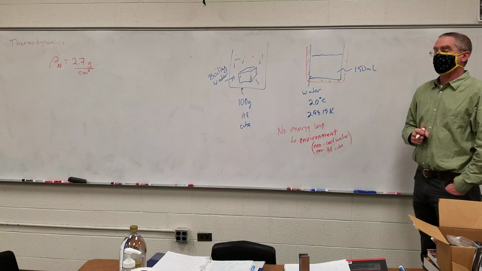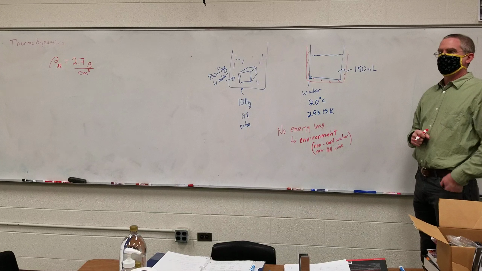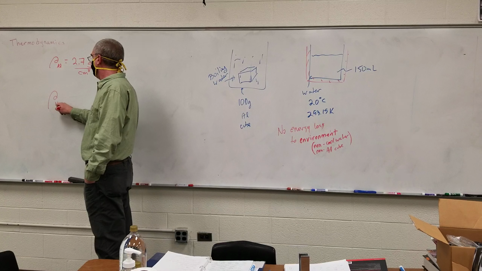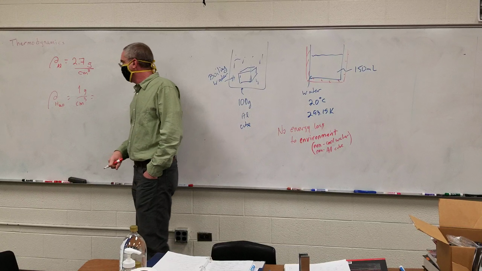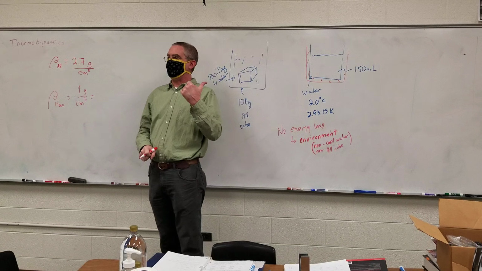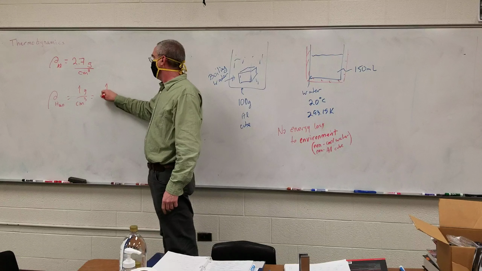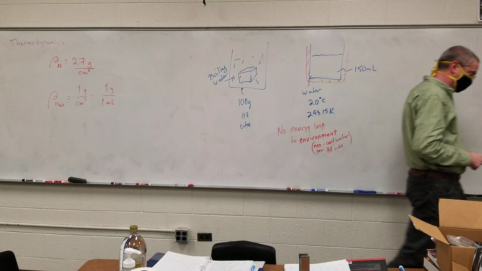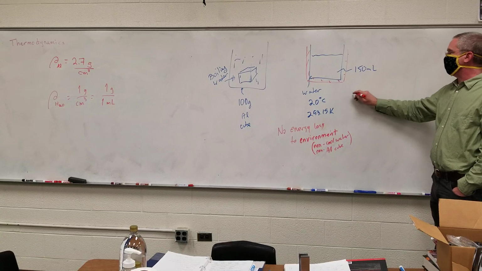So, what is the mass of the water? Is it 150 grams? Yes, it is. The density of water is 1 gram per cubic centimeter. And how many cubic centimeters in the milliliter? That is correct. Cubic centimeter is a milliliter. So I have 150 milliliters of water, which means I have 150 grams.